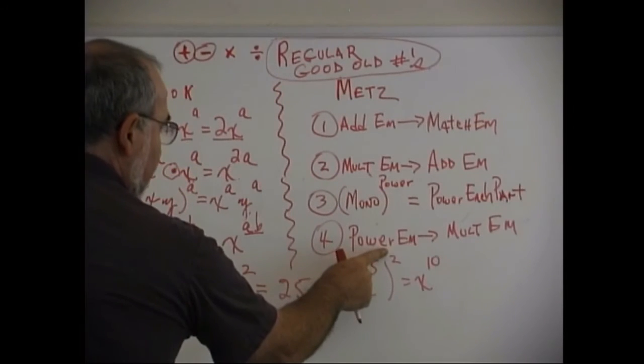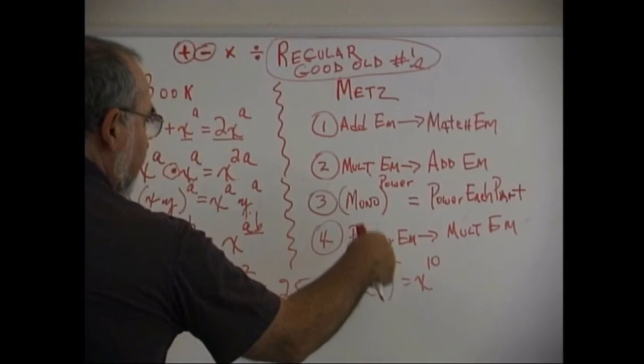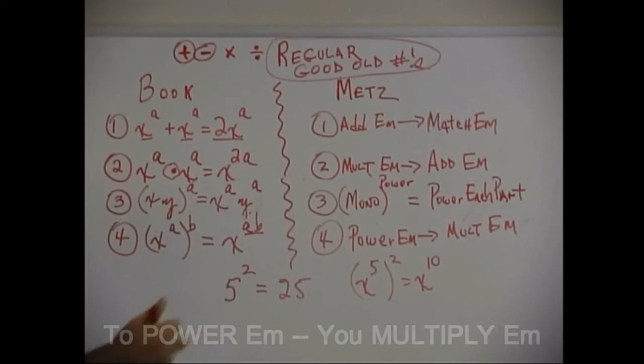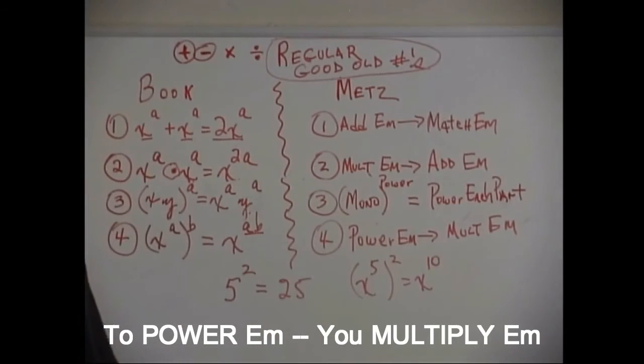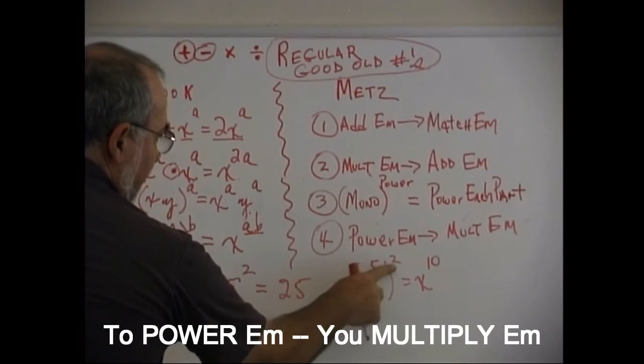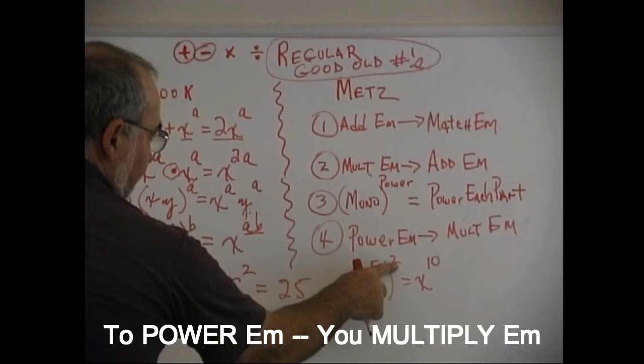My rule is, if you look at the power of a power, what do you do? You multiply. So let's take an example of what I mean. Is x to the 5 squared. So notice here, I got the 5th power, and I'm raising it to the 2nd power. And how do you raise a power to a power?